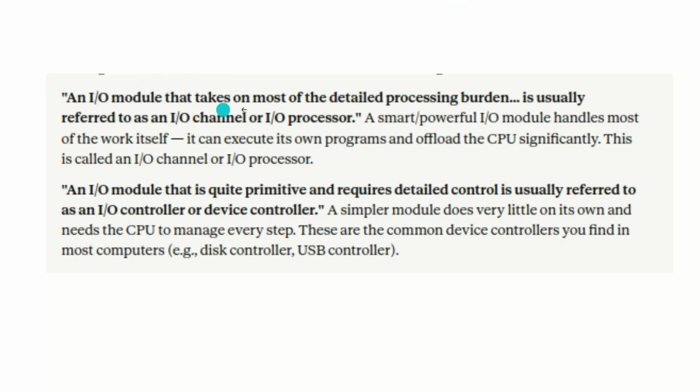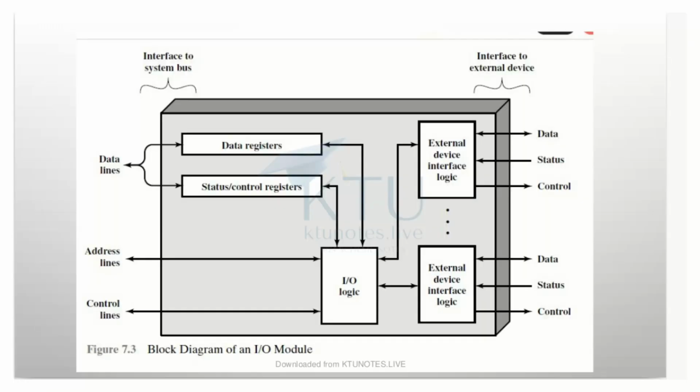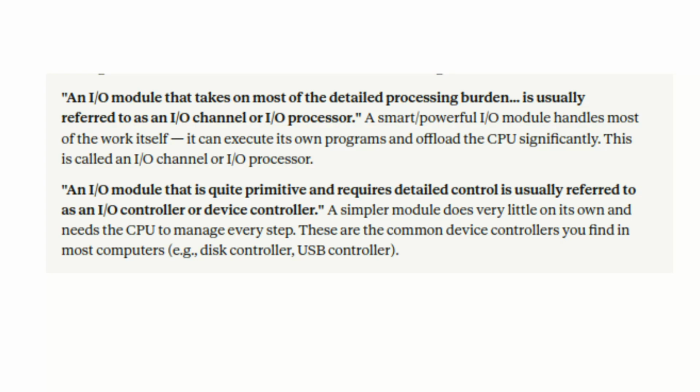Now, an IO module that takes on most of the detailed processing burden is usually referred to as an IO channel or IO processor. So a smart or powerful IO module handles most of the work itself. This is some additional theory that you have to understand. Such an IO module, which takes most of the detailed processing burden, is referred to as an IO channel or IO processor.